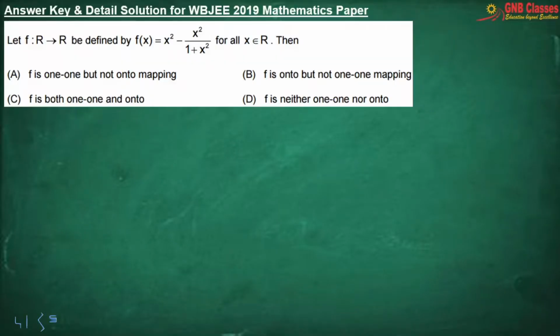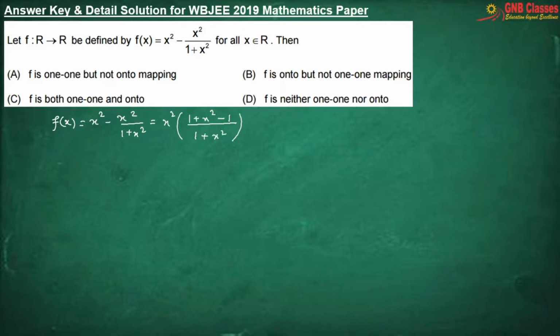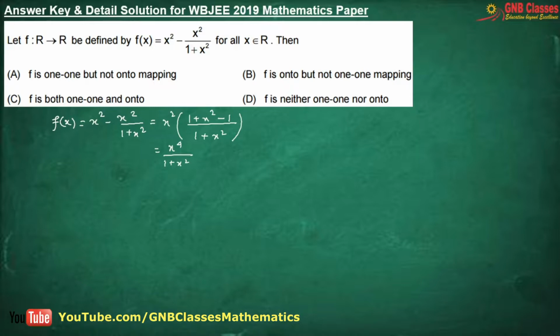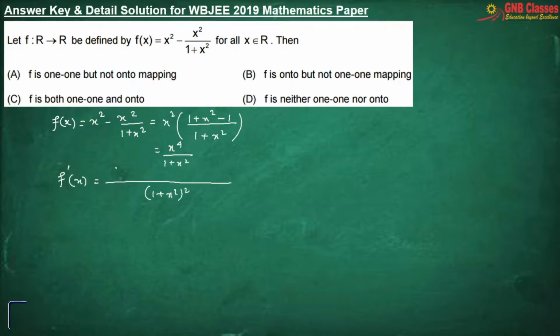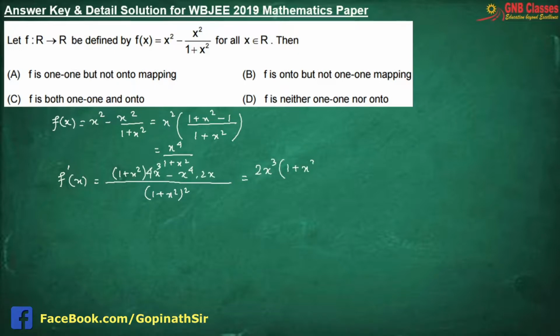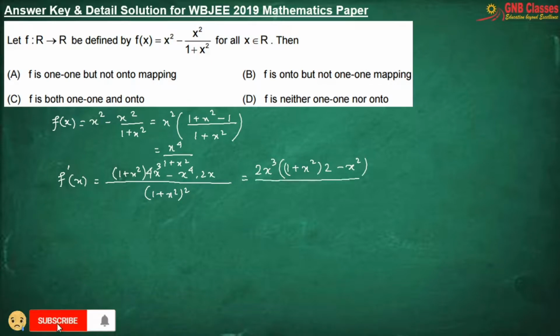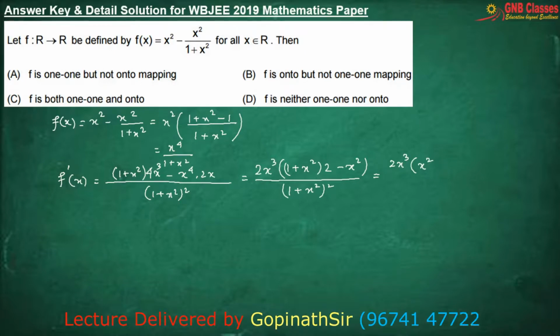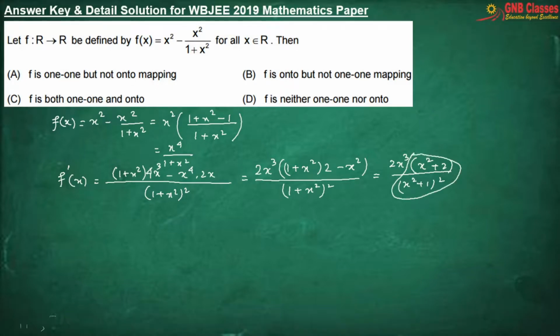The given function is... let me simplify it a little bit. Now, if I differentiate both sides with respect to x, we get... Now, if we observe, we will find that this portion is always positive.